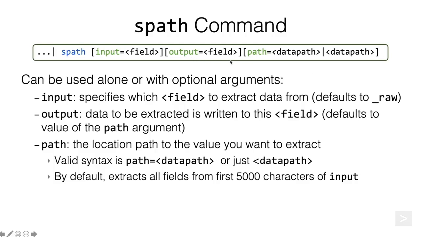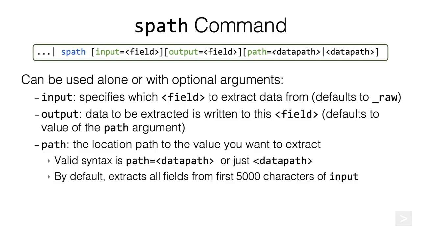Now, the output will store the extracted information in this field. It defaults to the value of the path argument, which defaults to extracting all fields from the first 5,000 characters of the input option. And then lastly, we have the path option here. This path argument will allow specific values of a location path. We can specify the location path of the values that we'd like to extract.